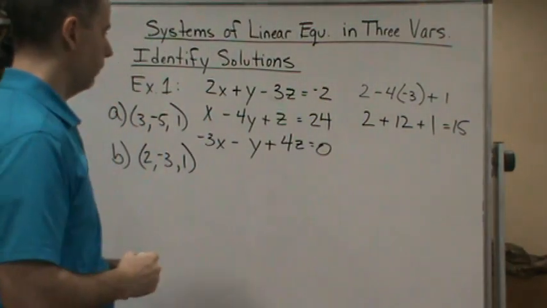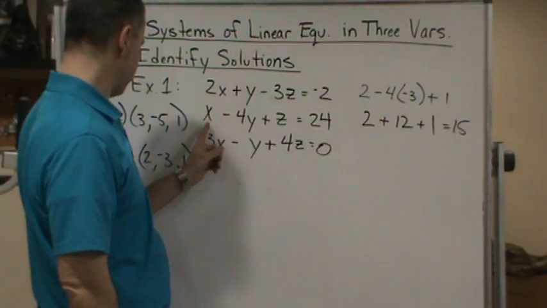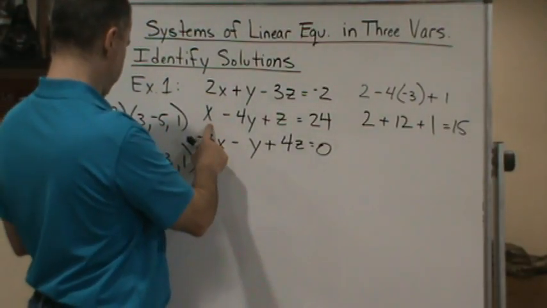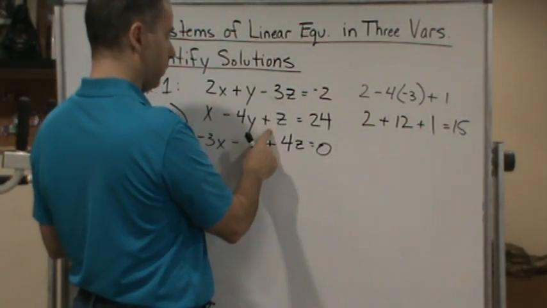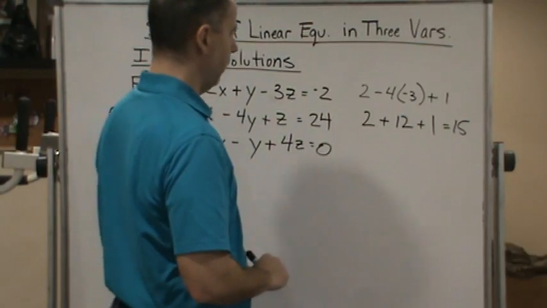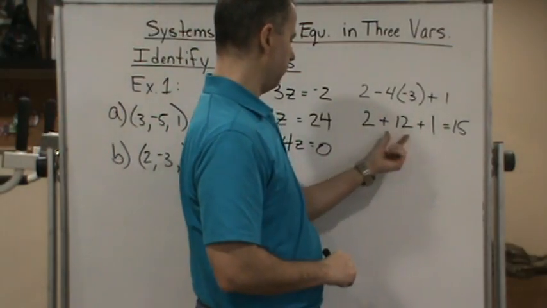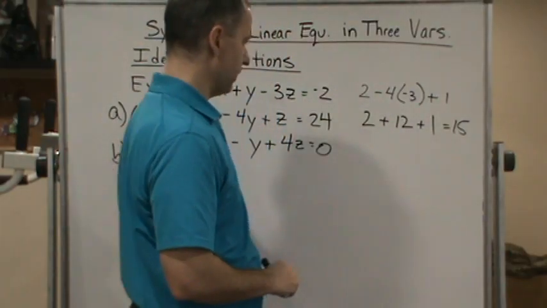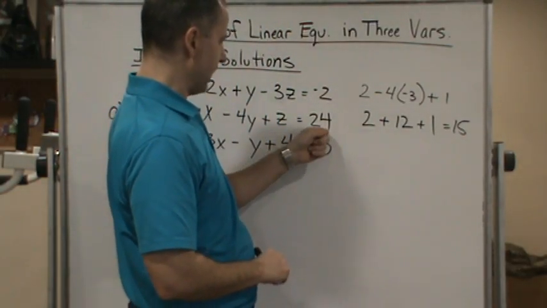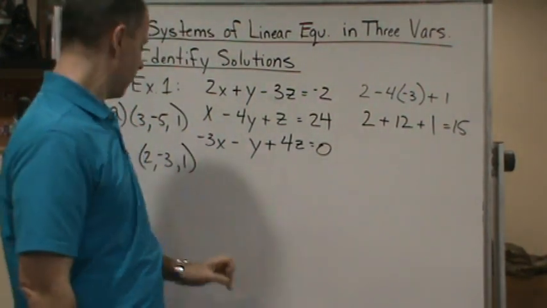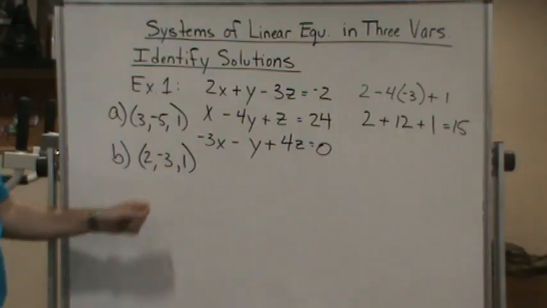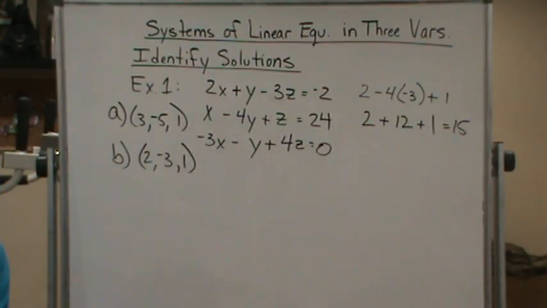So it didn't work. Now let me double check, to make sure I didn't make another mistake. So 2, and then minus 4 times negative 3, plus z, which is 1. This gives us positive 12, and then 12 plus 3 is 15. So 15 does not equal 24, so we're done. We don't even need to check the third equation. What we've shown is that this ordered triple is not a solution to the system of equations, and we're done. See you next time.